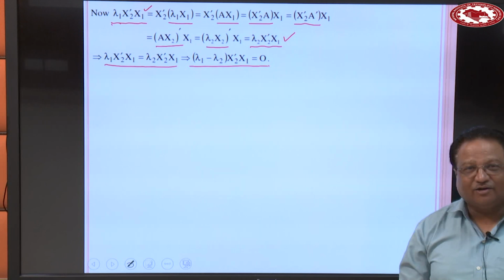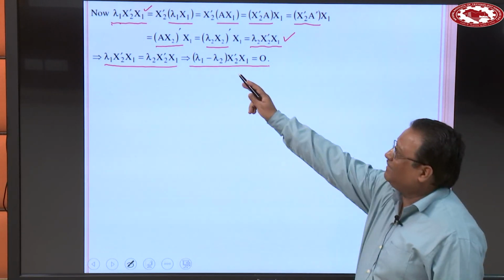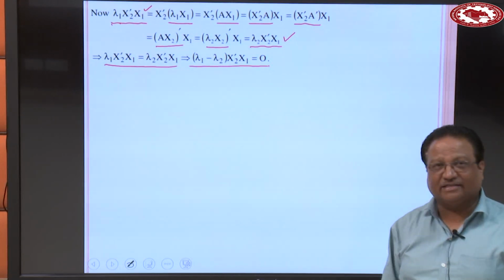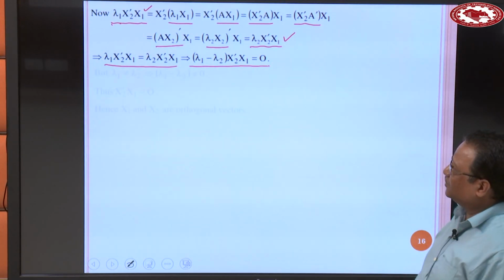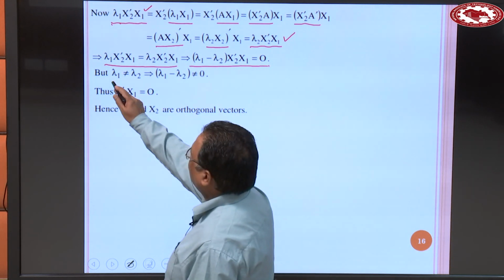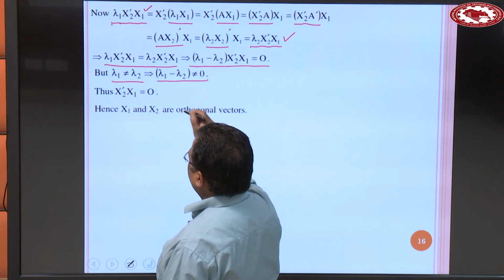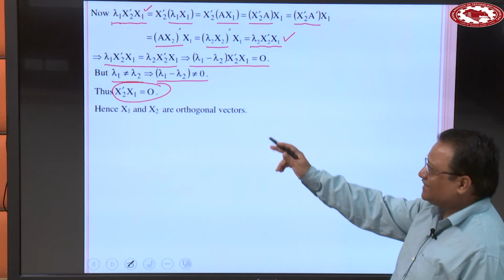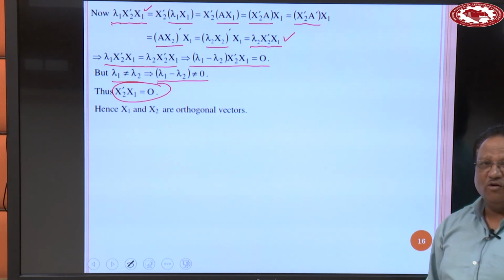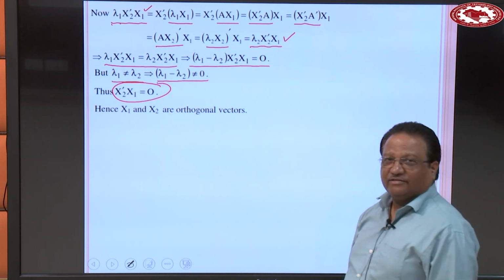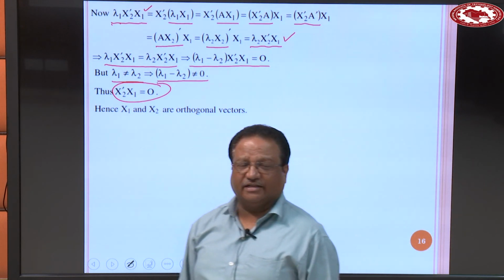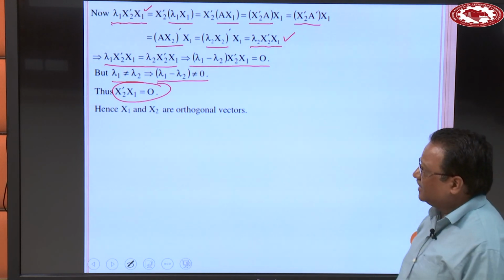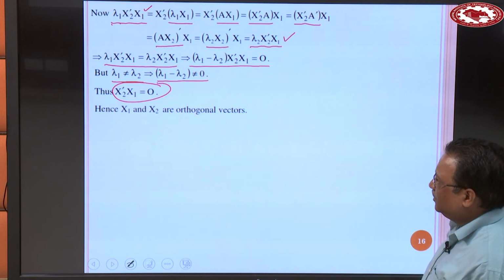Two unequal eigenvalues means lambda 1 is not equal to lambda 2. Even then this result is O. This means x2 dash x1 is equal to O, because this factor is not equal to 0. Hence x2 dash x1 is equal to O. This implies that x1 and x2 are orthogonal vectors. Clear? So this result is really very interesting. This is how we can prove this important relation x2 dash x1 is equal to O.